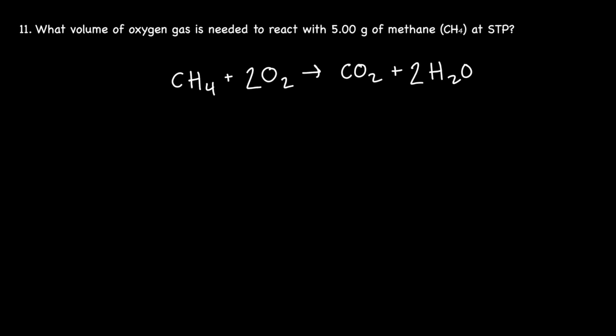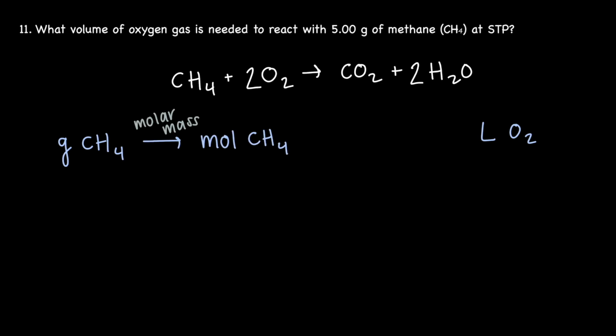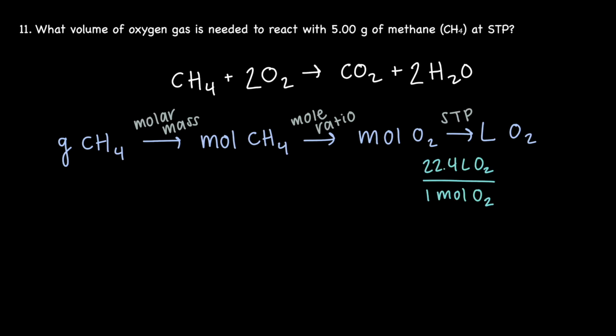For this unit map, we are starting with 5.00 grams of CH₄ and ending with liters of O₂ at STP. We are ending with a new identity, O₂, so we will need to go from grams of CH₄ to moles of CH₄ using molar mass, use the mole-to-mole ratio from the balanced equation to get moles of O₂, and then convert to liters at STP using 22.4 liters for every 1 mole.